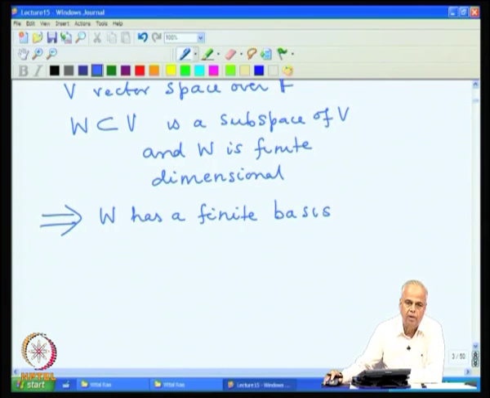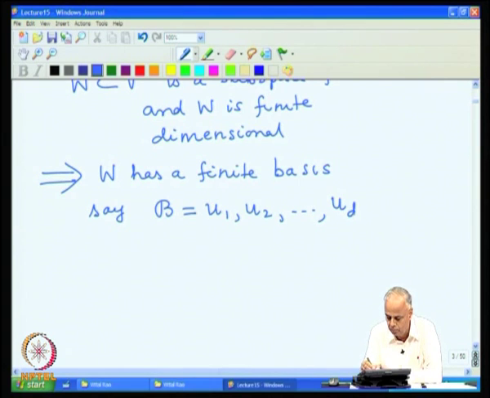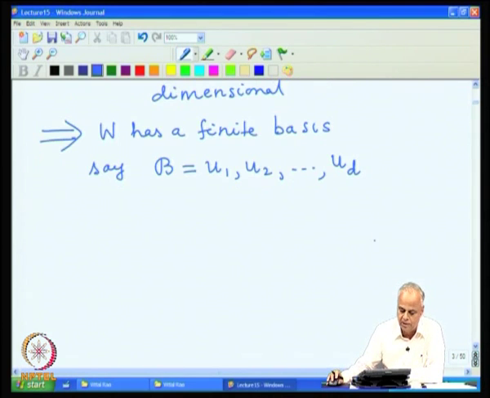So, let us look at a finite basis B. It must have a finite number of vectors. Let us say it has d vectors u1, u2 and so on ud. We know W has a finite basis because we know it is a finite dimensional subspace. Suppose we have a finite basis and it has d vectors in it, we call them u1, u2, ud.